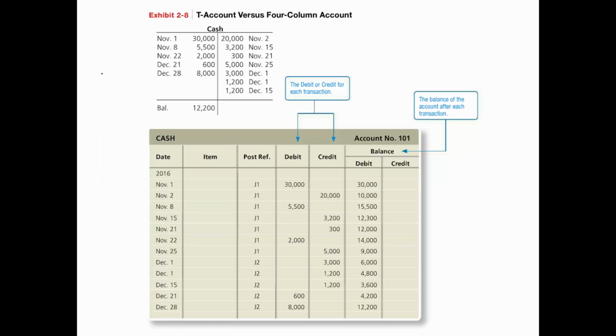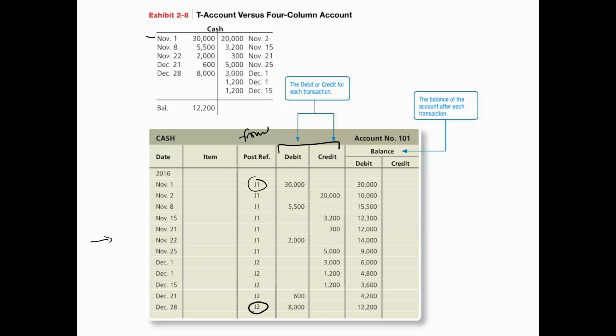Now, here's our T account up here, and then this is the 4-column ledger. So the way the 4-column ledger works, we've got the date. This tells you where it came from. A J1 means this came from page 1 of the journal. J2 means this transaction is recorded on page 2 of the journal. So that's the cross-referencing system. And then here is the transaction. Each transaction is either a debit or a credit. It has to be one or the other.